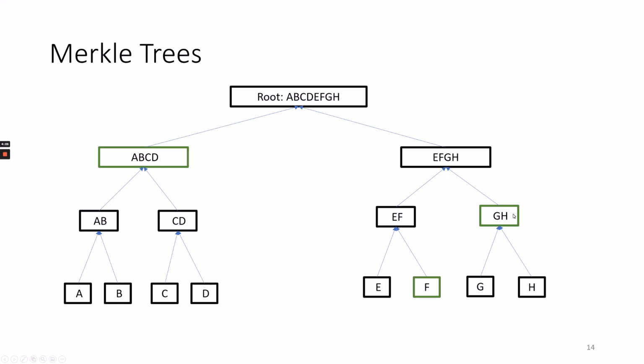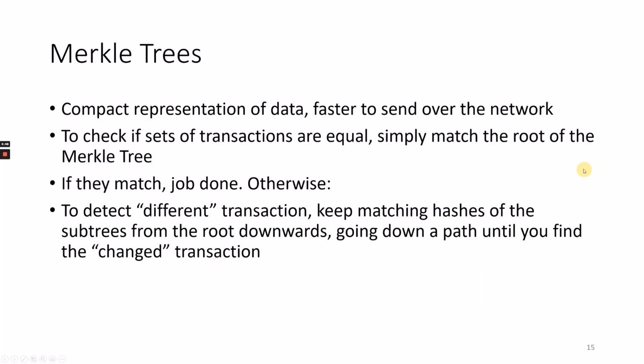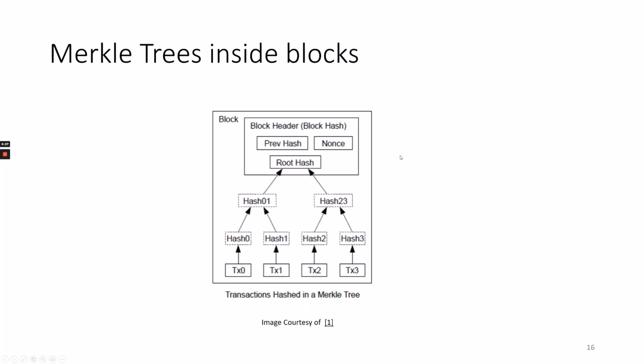Because, of course, the transaction that has been changed is not under the subtree of GH. Again, we leave out half of this search space and we basically look at only EF. And then from EF, we can efficiently find out that E is indeed the transaction that has been changed. So basically, at each level, we are skipping half of the tree, which again helps us to find the different transaction in logarithmic time. So that's another way in which we can use Merkle trees to make these comparisons very efficient in the Bitcoin network.